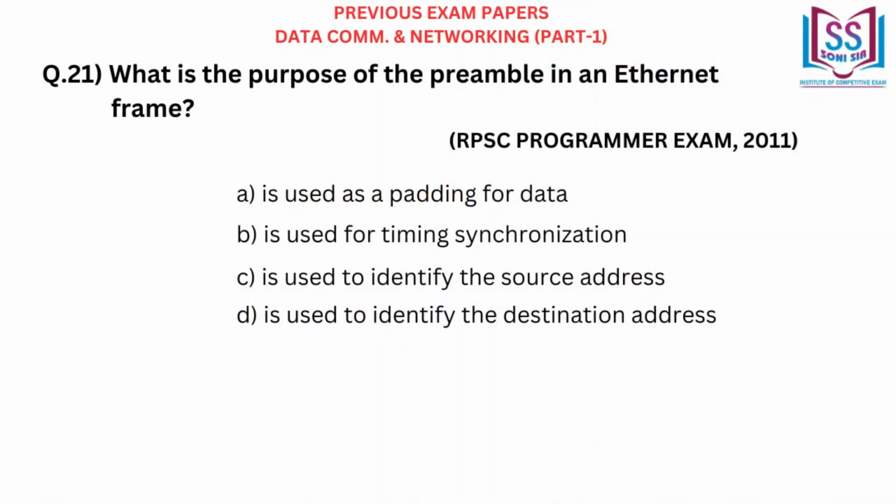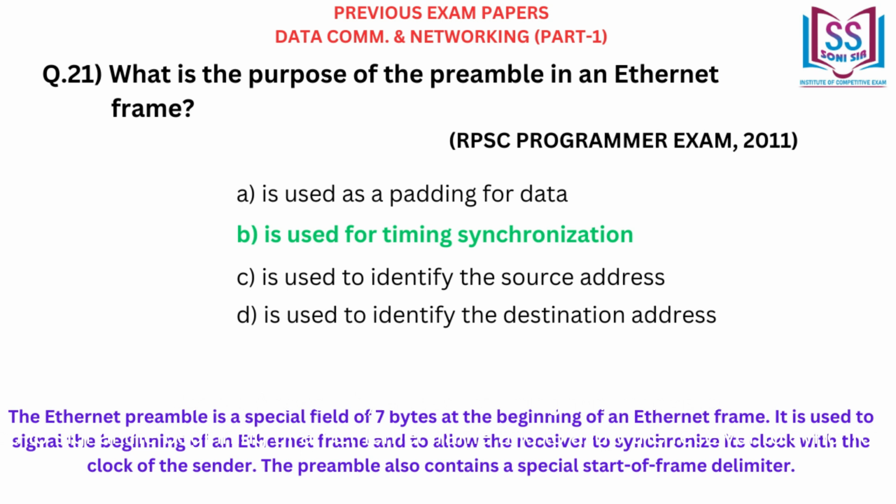What is the purpose of the preamble in an Ethernet frame? A. Is used as a padding for data. B. Is used for timing synchronization. C. Is used to identify the source address. D. Is used to identify the destination address. Correct answer: B. Is used for timing synchronization.